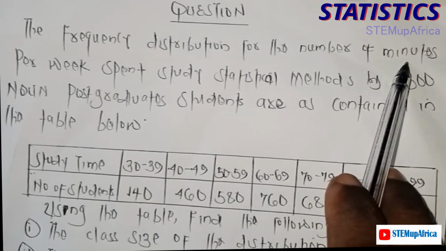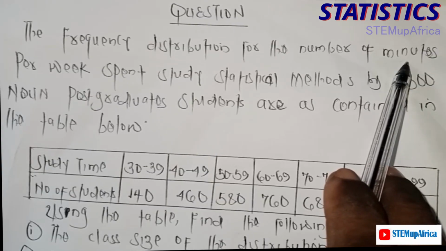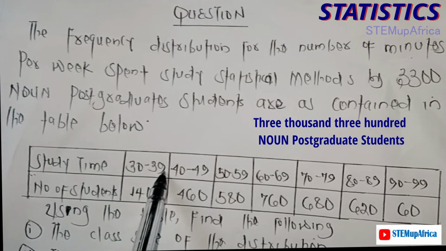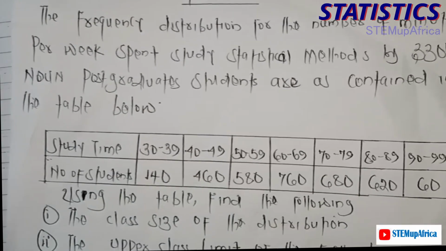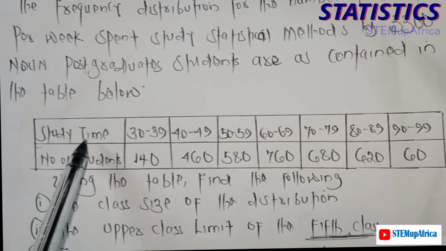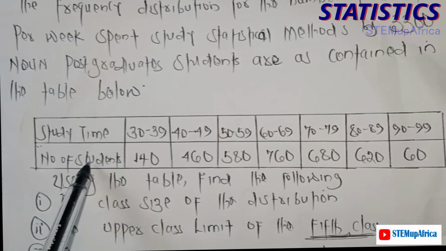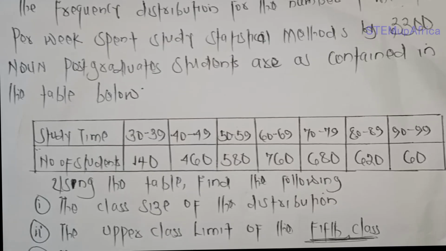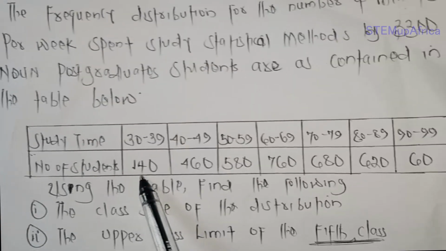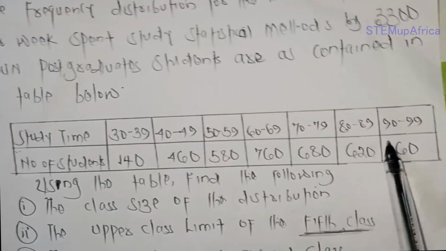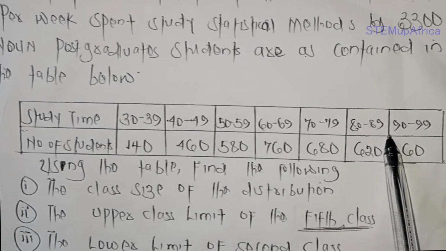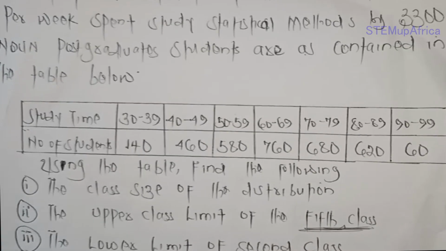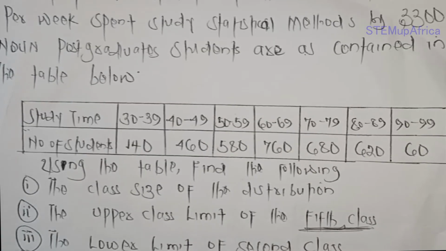Time is measured in minutes per week spent studying statistical methods by 330 postgraduate students as contained in the table below. So time studied, take note, is in minutes, and the number of students who study at this period of time. For 30 to 39 minutes, we have 140 students who study at that period. 40 to 49 minutes down to 90 to 99 minutes. So this time spent in statistics, we refer to them as class intervals. That's what they are called, class interval.